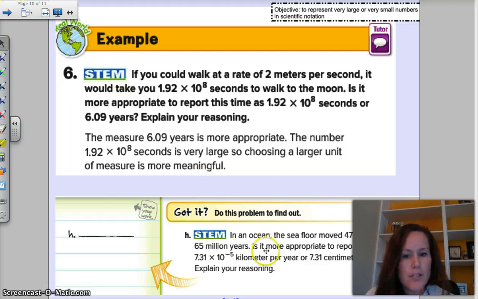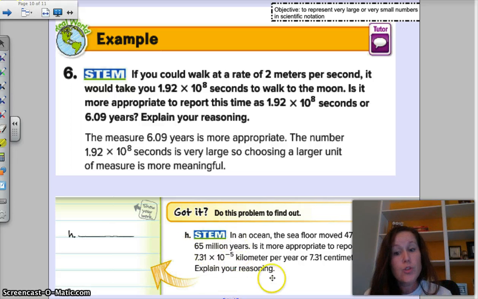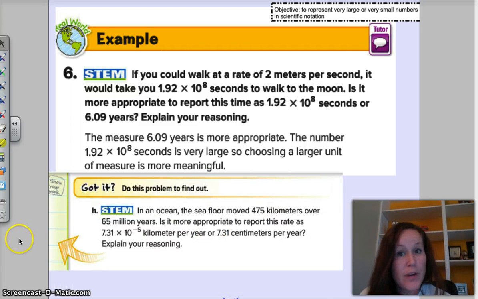Which way would you represent this particular answer? Would you represent it in scientific notation or in regular standard notation? Pause the video and see what you come up with. When I paused it, I realized that my entire face was over the answer, or was over the question, so it's probably hard to do.